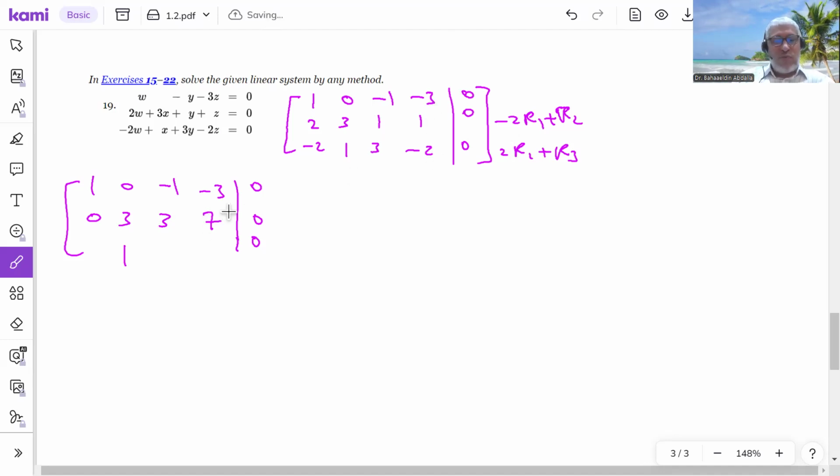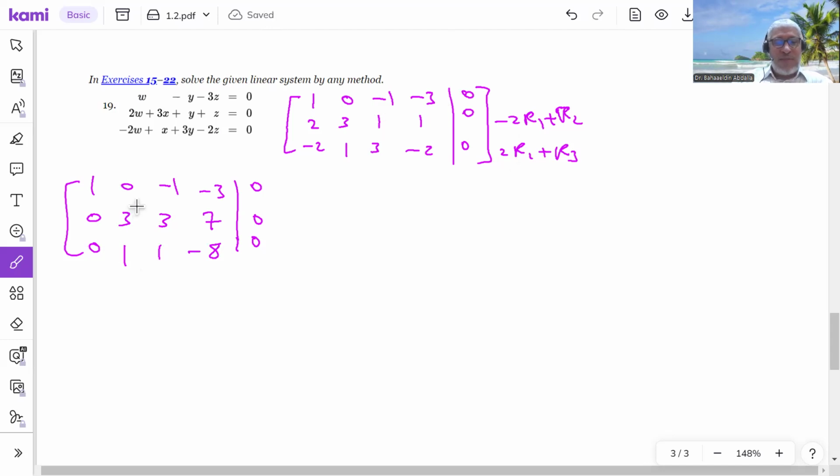And the last row, 2 plus minus 2 is 0. 2 times 0, 0 plus 1, that's 1, okay, to check. 2 times negative 1 is negative 2 plus 3, that's 1. 2 times negative 3 is negative 6 plus minus 2, that's negative 8. I finished the first column.